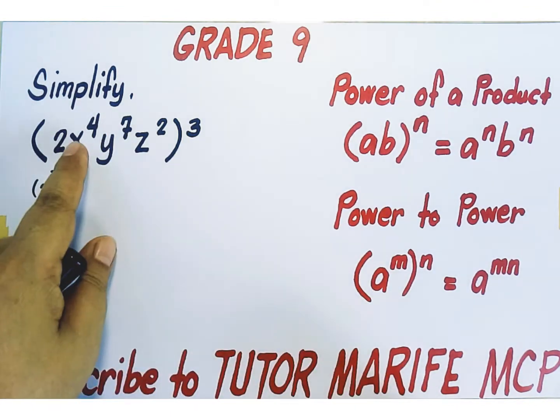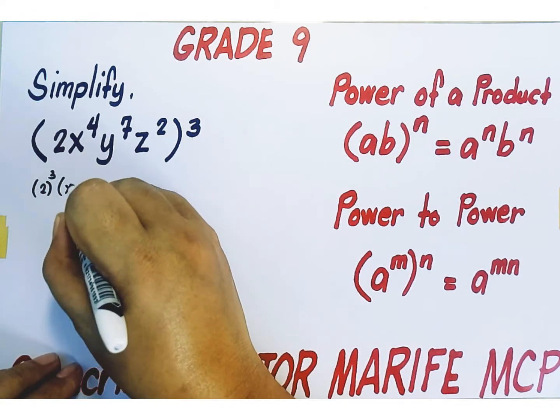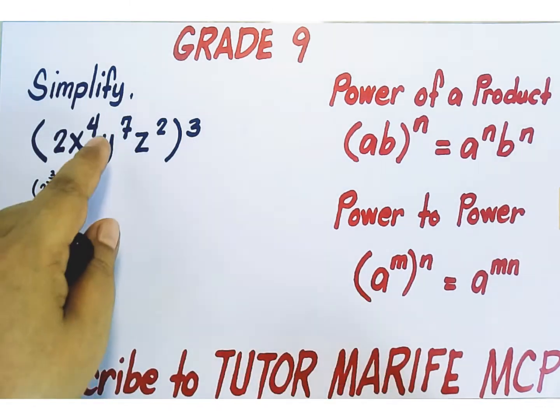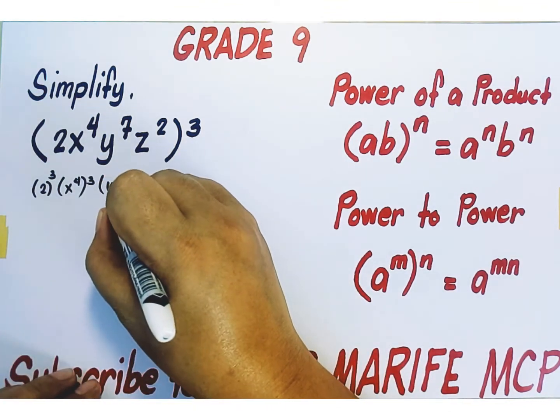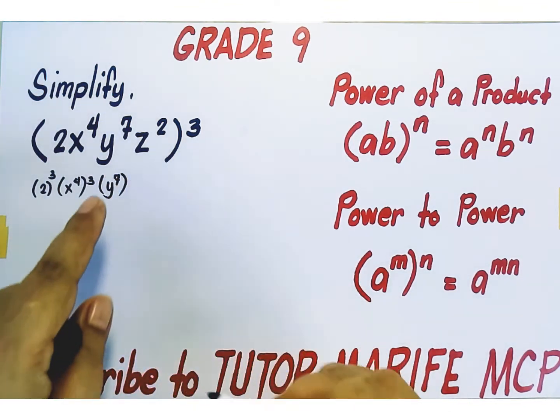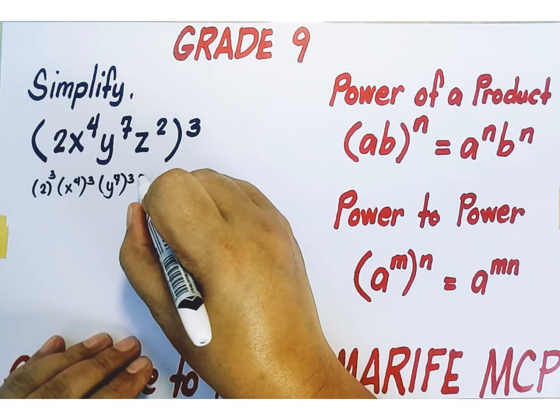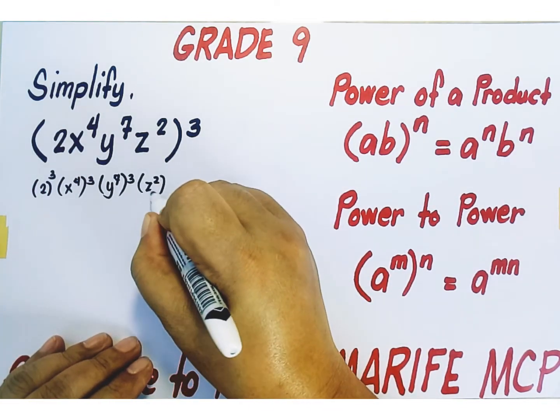Raise it to 3. Our second factor is x raised to 4. Raise it to 3. Our third factor is y raised to 7. Raise it to 3. And our fourth factor is z squared. Raise it to 3.